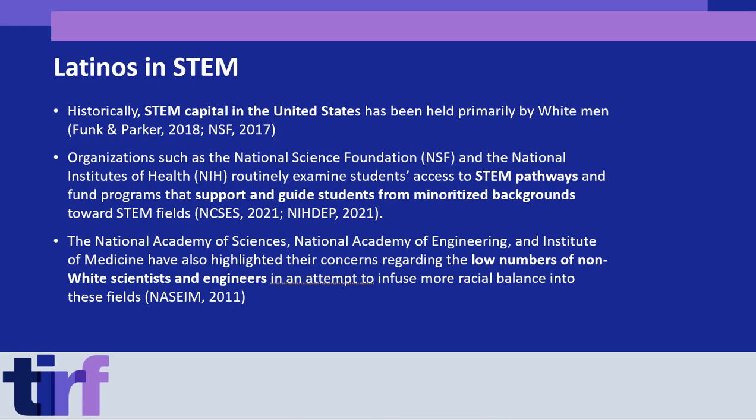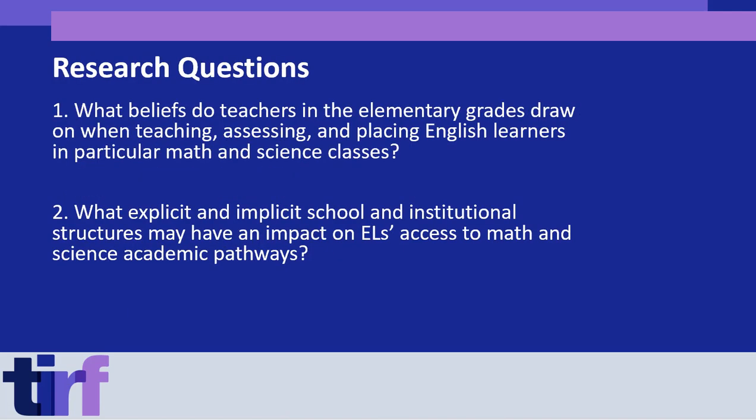And so what's interesting, my dissertation study focused around 4th grade, primarily Latino students, around their taking assessments in math and science. And so it occurred to me that often Latinos in science may start as English learners. And so how does that happen? How can they pursue an ELL curriculum and also reach levels of math and science that will set them up well for careers in STEM? So the questions that guided this particular part of the study were: what beliefs do teachers in elementary grades draw on when teaching and assessing and placing English learners?